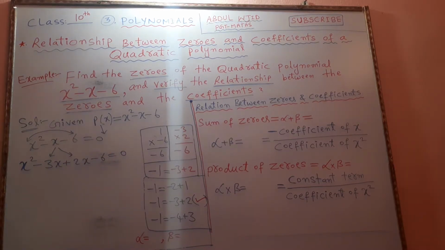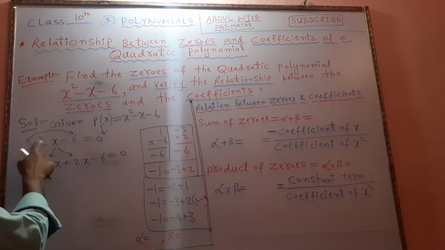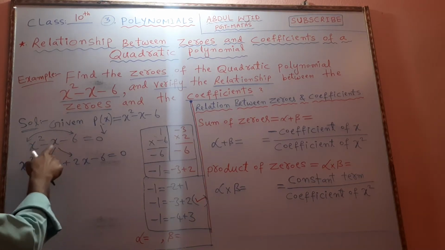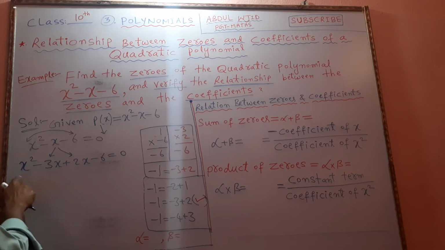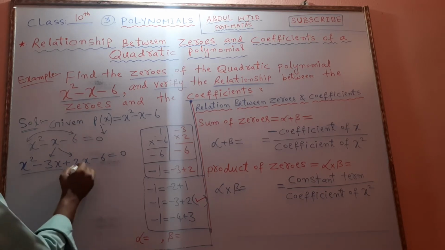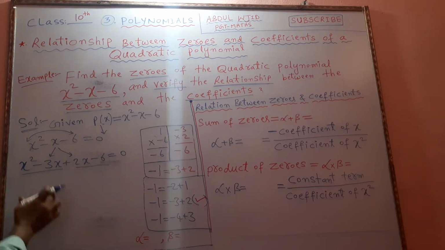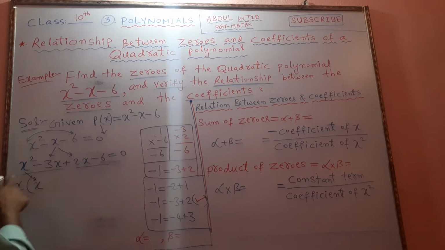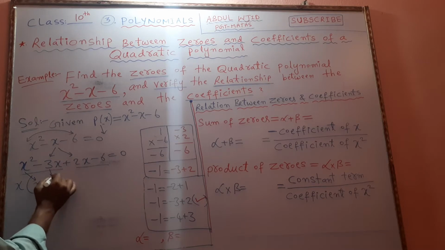Now we have 4 terms. In the question, how many terms were given? 1 term, 2 terms, 3 terms. After splitting the middle term into 2 terms, we got 4 terms. Take the first 2 terms separately and the second 2 terms separately. In the first 2 terms, what is common? In x square minus 3x, x is common. Taking x common from x square, the remaining is x. From 3x, taking x common, the remaining is minus 3.